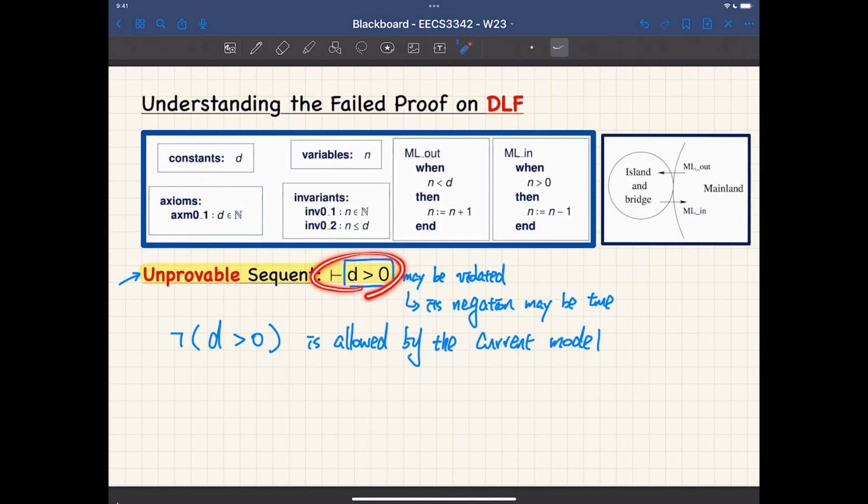This is the sequence that we cannot prove based on the deadlock freedom proof obligation rule. And if this cannot be proved, that means there is a possibility that the current model may violate it. If it violates it, that means its negation is actually true. All right, let's simplify that a little bit. So this implies D less than or equal to 0. Let's call this number 1.